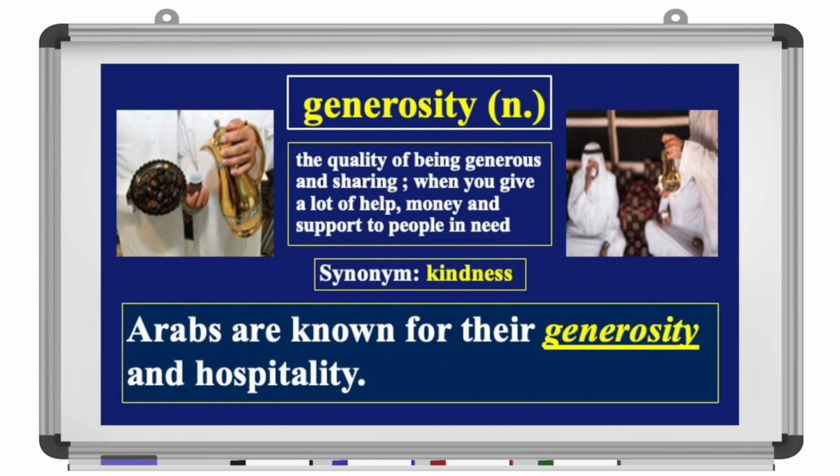The next word is generosity, which is a noun. The quality of being generous and sharing. Or when you give someone a lot of help or money and support to people in need. Another meaning for generosity is kindness. For example, we Arabs are known for our generosity and hospitality. Whenever a guest arrives, we usually have a coffee ready and some dates.